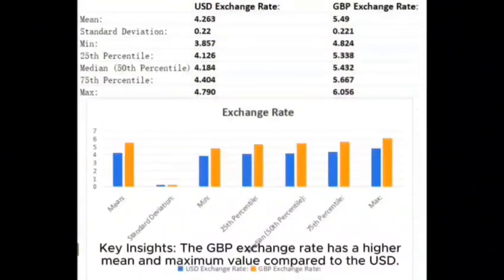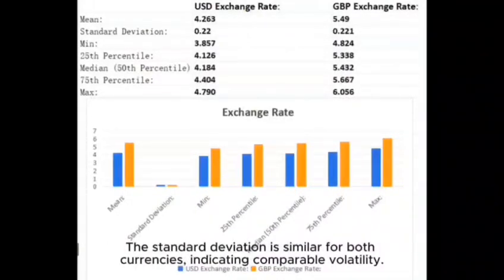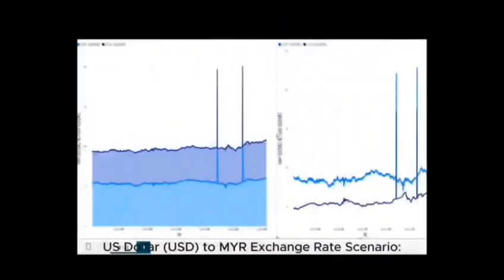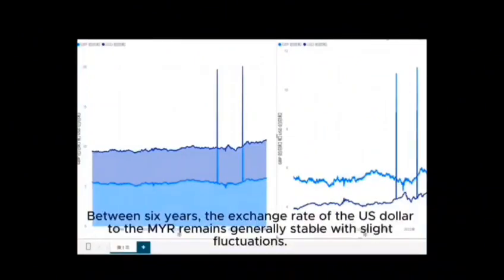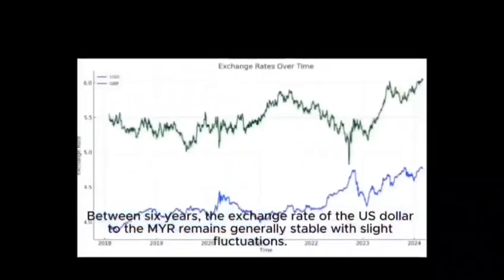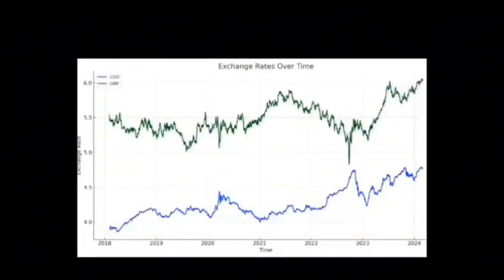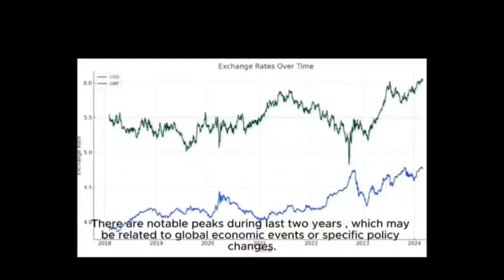Key insights: the GBP exchange rate has a higher mean and maximum value compared to the USD. The standard deviation is similar for both currencies, indicating comparable volatility. US dollar, USD, to MYR exchange rate scenario. Over 6 years, the exchange rate of the US dollar to the MYR remains generally stable with slight fluctuations. There are notable peaks during the last 2 years, which may be related to global economic events or specific policy changes.